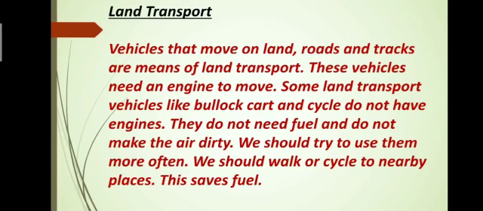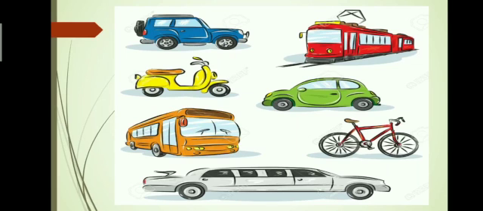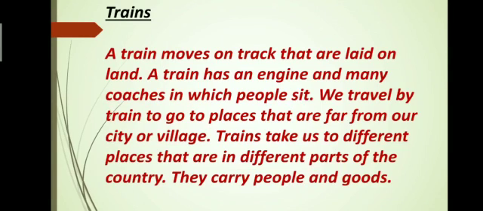Some vehicles like bullock cart and cycle do not have engines. They do not need fuel and do not make the air dirty. Students, we should try to use them more often. We should walk or cycle to nearby places. This saves fuel. Students, some examples of road transport are car, auto rickshaw, scooter, cycle, cycle rickshaw, truck, bus, motorcycle, etc. Now, let us know about rail transport.